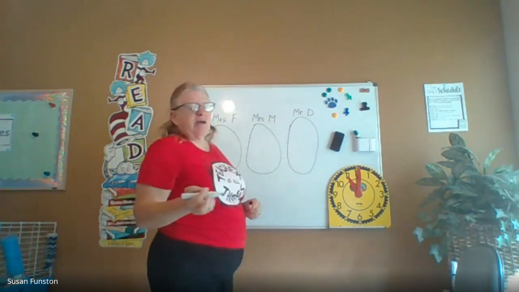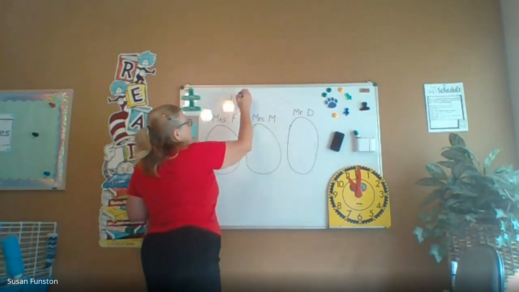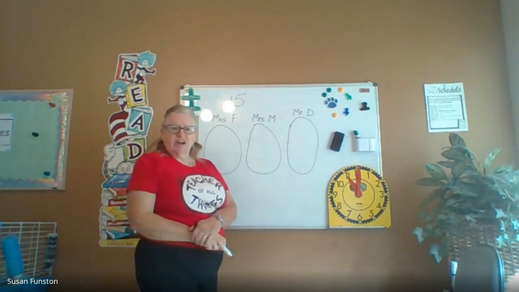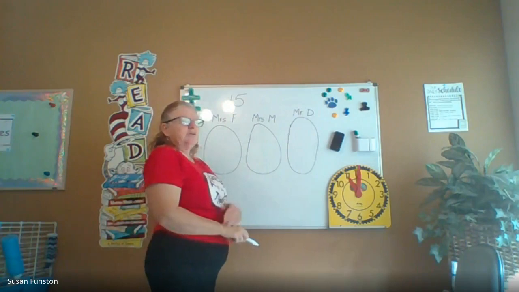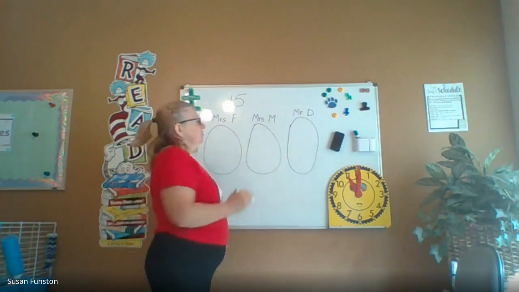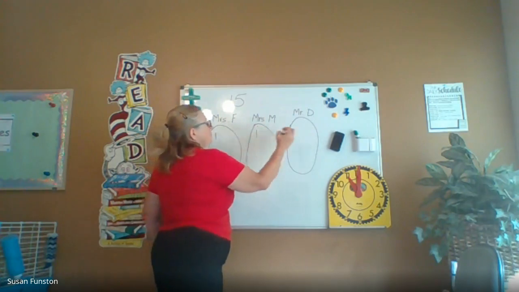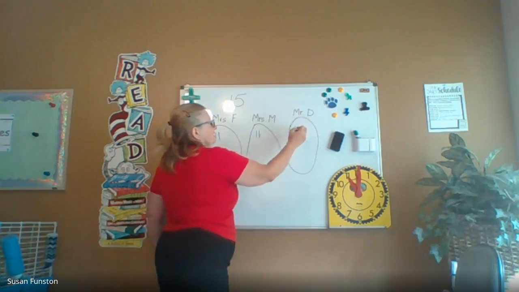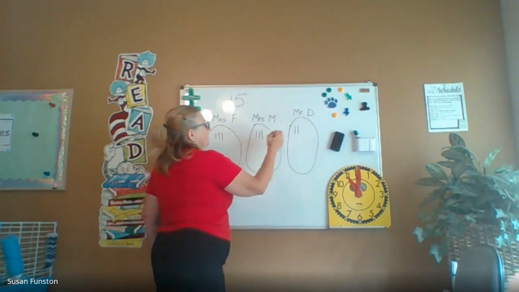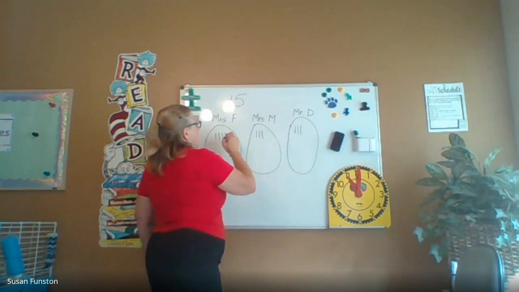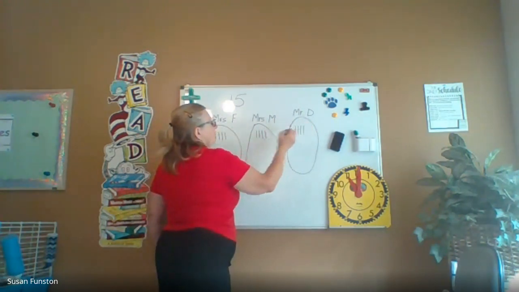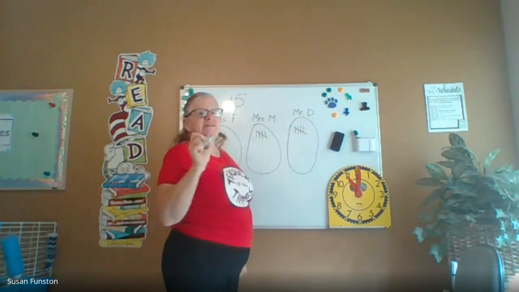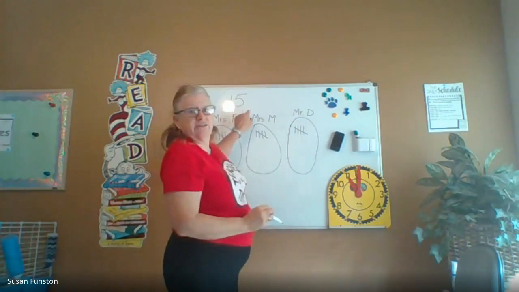The box of markers I bought had a total of 15 markers. Okay, so I want to make sure I'm being fair and dividing them evenly. So I'm going to divide them up into 3 groups. So I have 1, 2, 3, 4, 5, 6, 7, 8, 9, 10, 11, 12, 13, 14, 15. Remember, I stop when I get to the number that I have all together, 15.